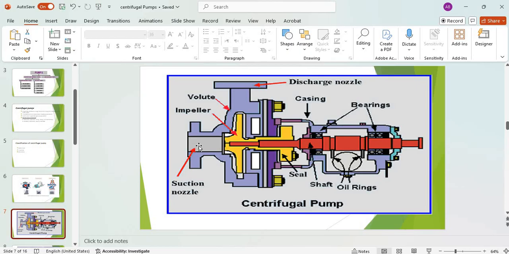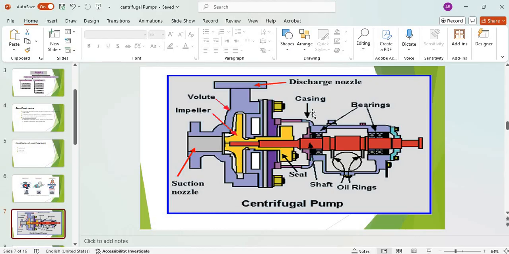Here we have a side view of a centrifugal pump. Here is a suction nozzle where the fluid goes through. Of course, there is a pipeline connected, and here there is a suction eye, or the impeller eye, where the pressure is zero. Here are the blades of the impeller, and there is a shaft attached to the impeller.